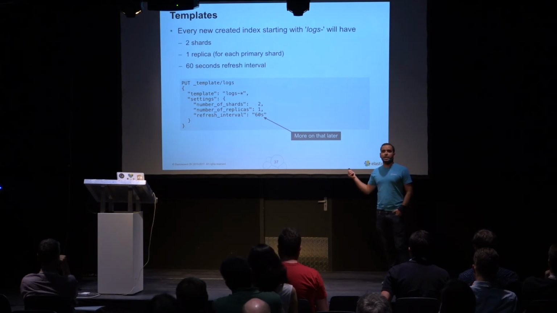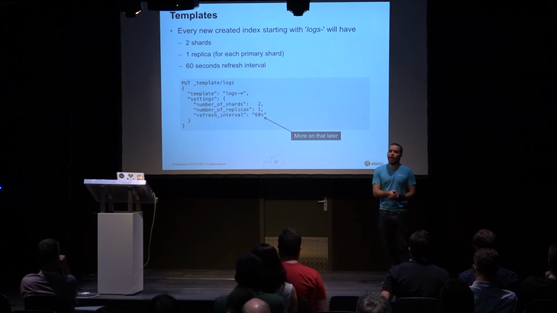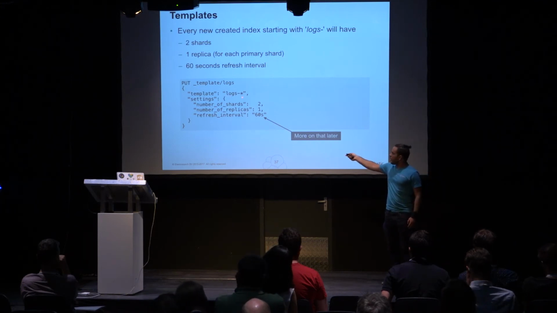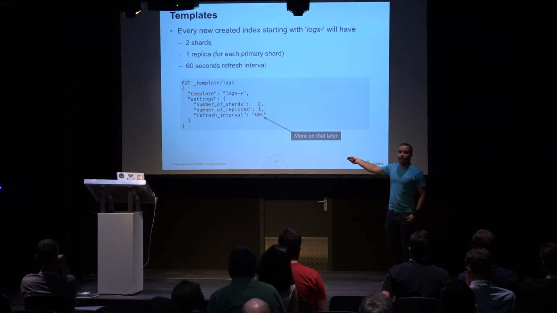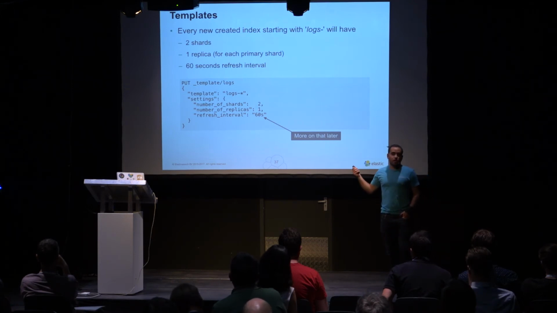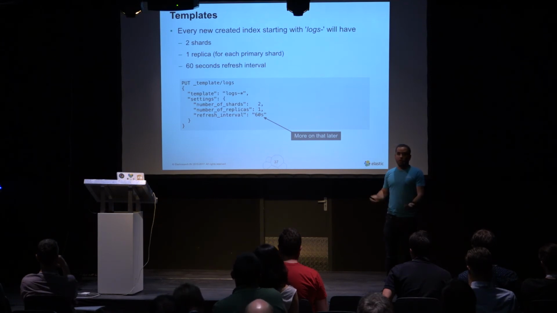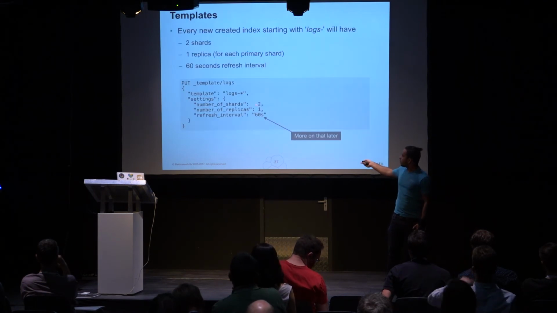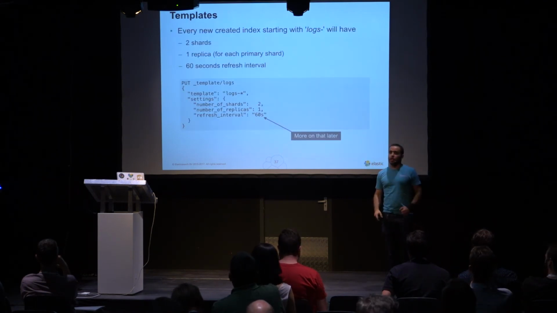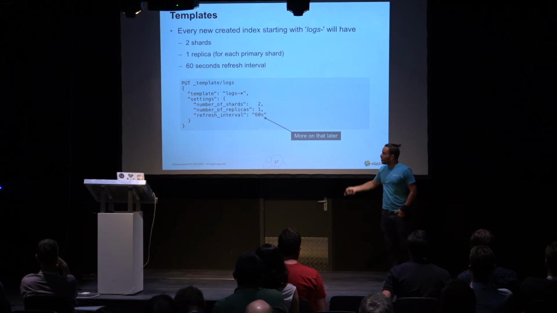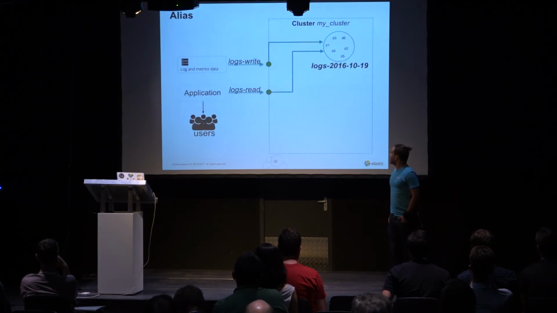You can define templates in Elasticsearch, and those templates will be applied every time a new index is created that matches this. So every new index that starts with logs dash is going to use those settings that I'm defining here. And you can change that. If your data grows and you know that starting tomorrow you need more shards, you can just come and update the template. So every time a new index is created, it's going to be created with 2 shards and 1 replica instead of 5 shards and 1 replica, which is the default. And there is also the refresh interval that I'm going to talk about later.